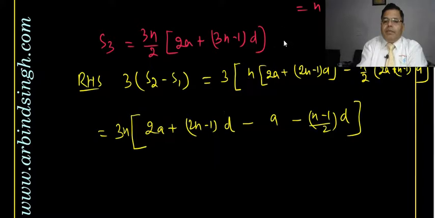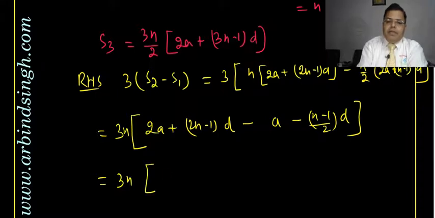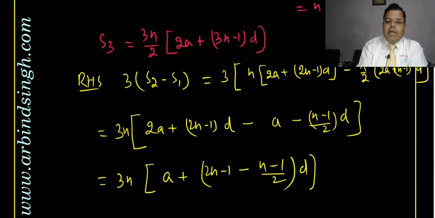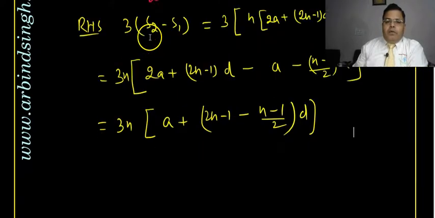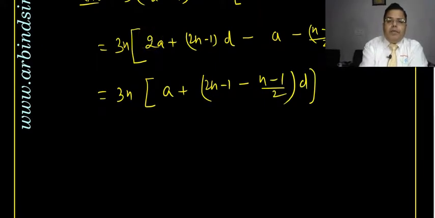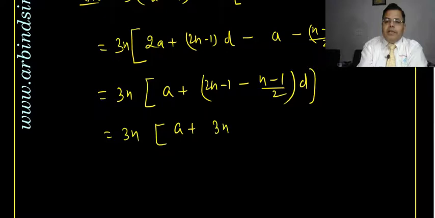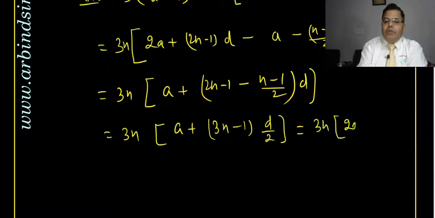Because here 2a minus a is a, and d can be taken common, what is left is 3n times (a plus ((2n minus 1) minus (n minus 1) by 2) into d). That will be 3n into (a plus (4n minus 2 minus n plus 1) into d by 2), which is 3n into (2a plus (3n minus 1) into d), whole divided by 2.